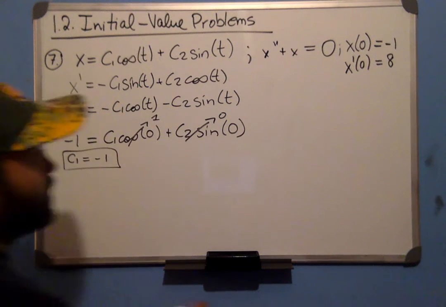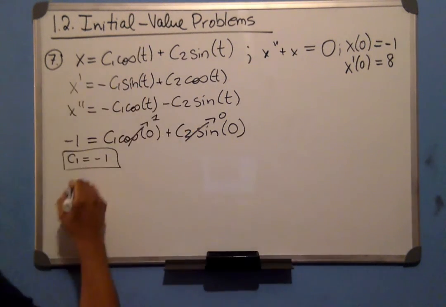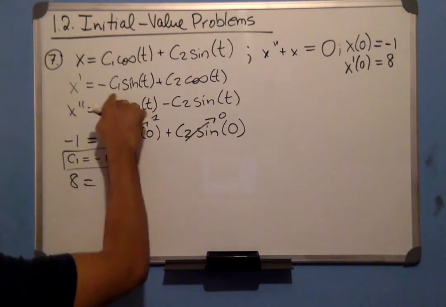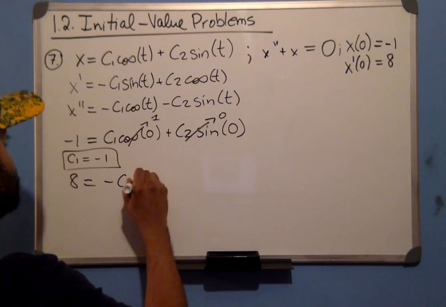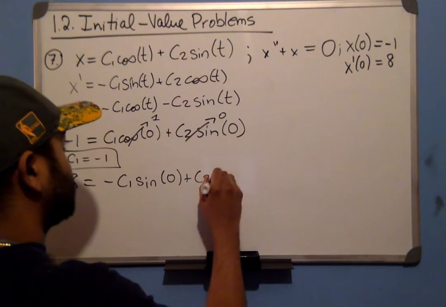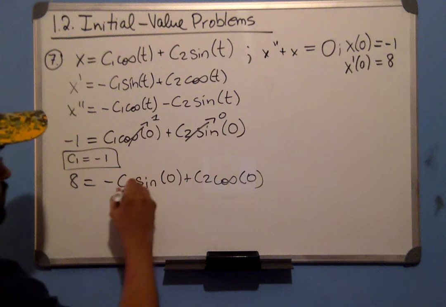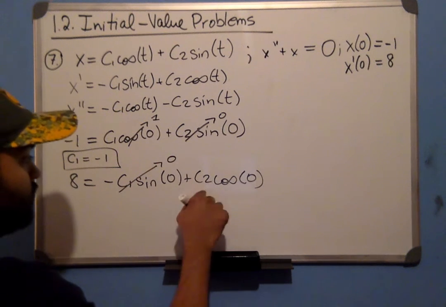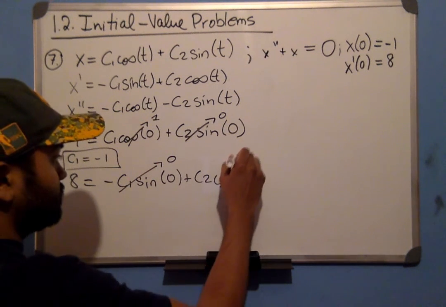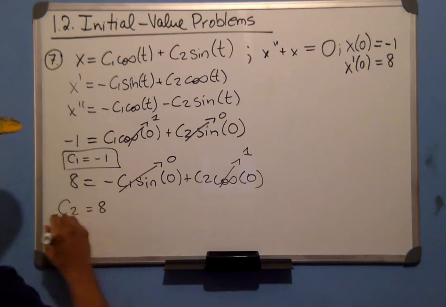Okay, let's try to find C2 if it's possible. So we'll take x'(0) is equal to 8. We'll write 8 is equal to negative C1 sine of 0 plus C2 cosine of 0. Once again, we know that sine of 0 is 0, and we know that cosine of 0 is 1. So we can write that C2 is therefore equal to 8.